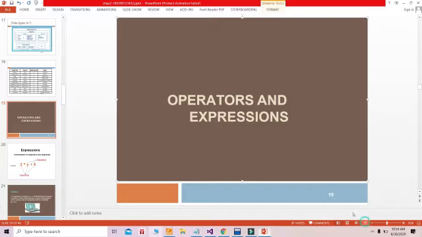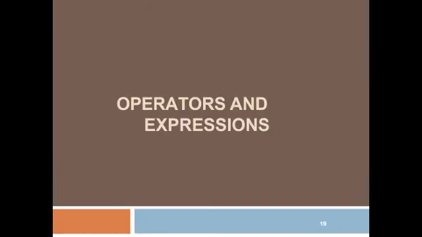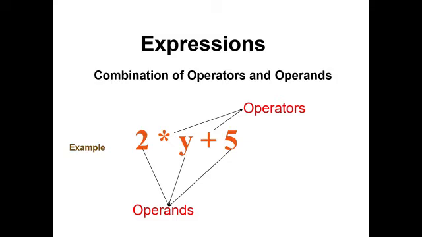As we have seen in the last lecture, the data types, variables and constants that are available in C. So today we are going to see operators and expressions. The first thing: what is an expression? We can say an expression is the combination of operators and operands.